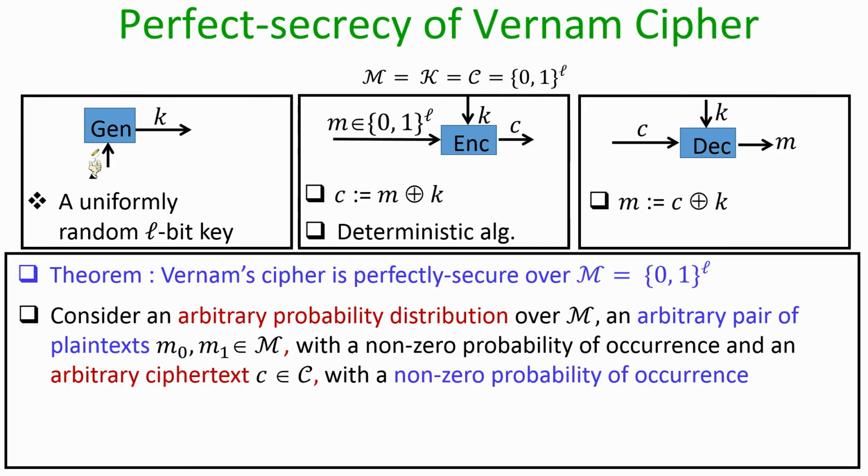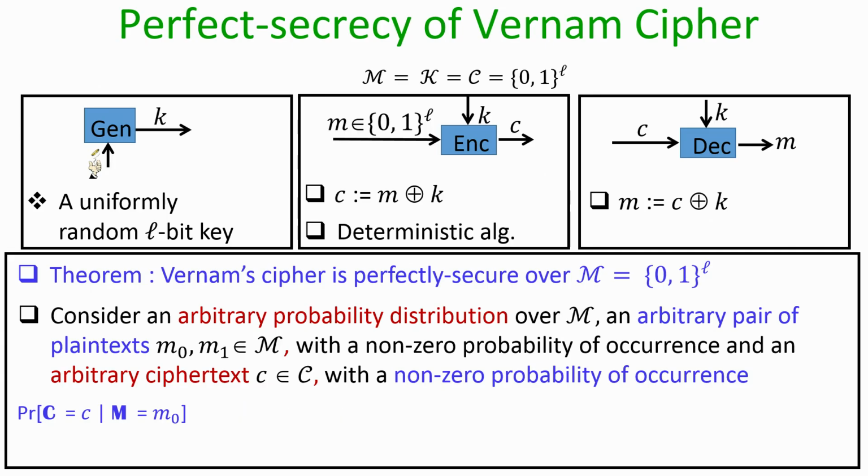For this, we consider an arbitrary probability distribution over the plain text space and an arbitrary pair of messages M0, M1 belonging to the plain text space as per that probability distribution, which have a non-zero probability of occurrence. And we also pick an arbitrary ciphertext which has a non-zero probability of occurrence. Now, what I am going to prove is that for any M0, M1 that we have picked here arbitrarily, and for any ciphertext C which we have picked arbitrarily here, the probability that M0 is encrypted to C and the probability that M1 is encrypted to C are the same, which will prove that our Vernam cipher is perfectly secure.